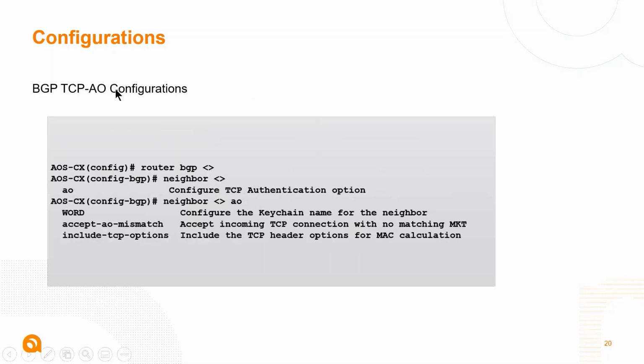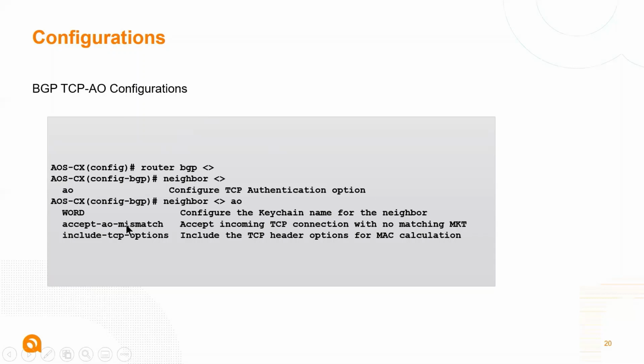So once we have configured this keychain, there comes the option to associate that keychain with the BGP peer. So we have to go to the router BGP context, and for the particular neighbor, this is peer-specific configuration. So we need to mention neighbor and then the neighbor ID and mention the authentication option TCP AO. And once we mention TCP AO as the authentication option, we have to associate the key by specifying the key name.